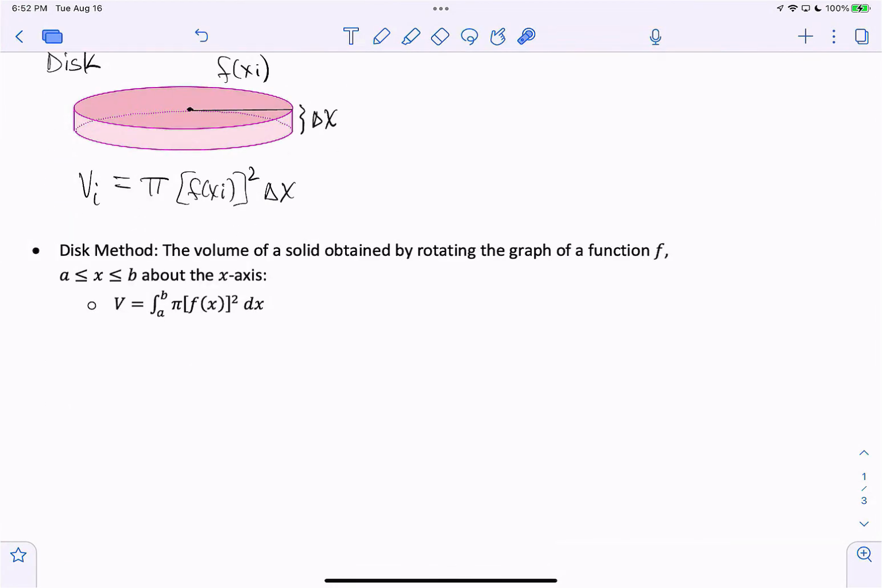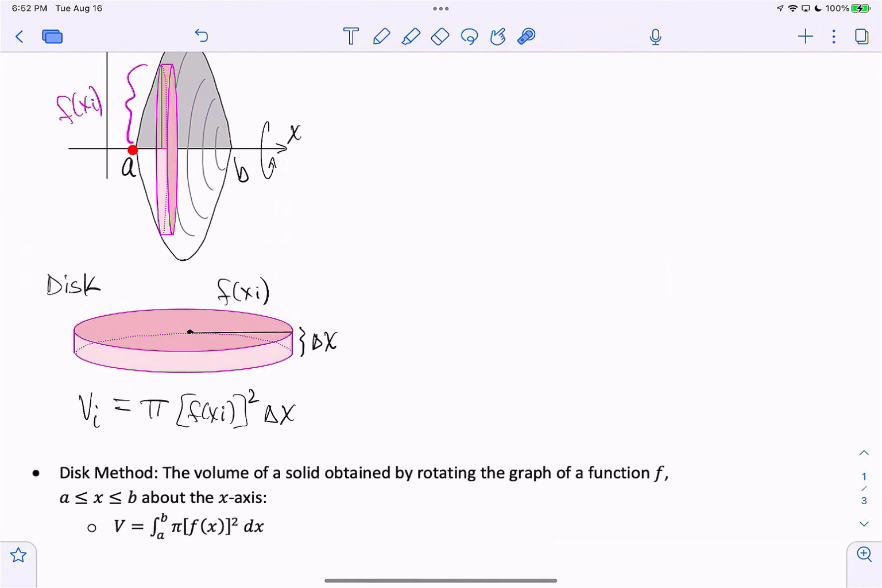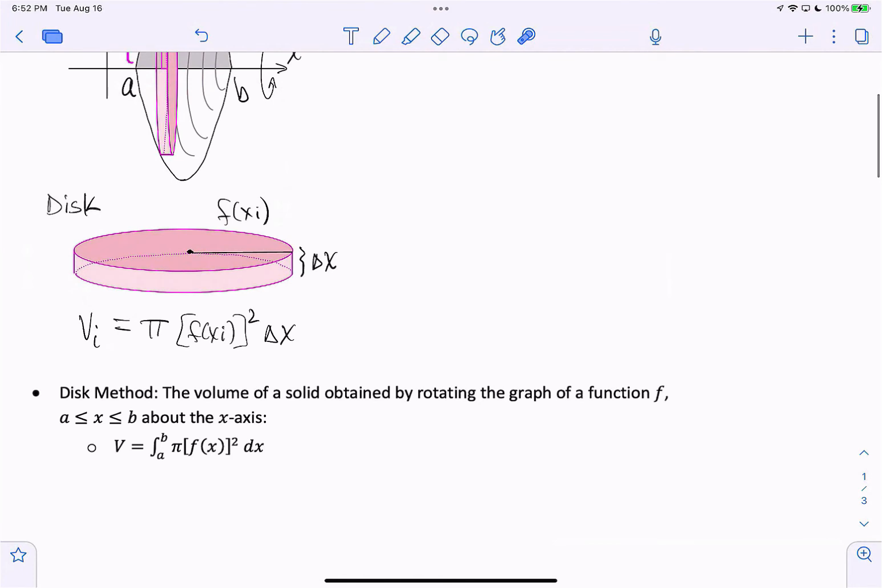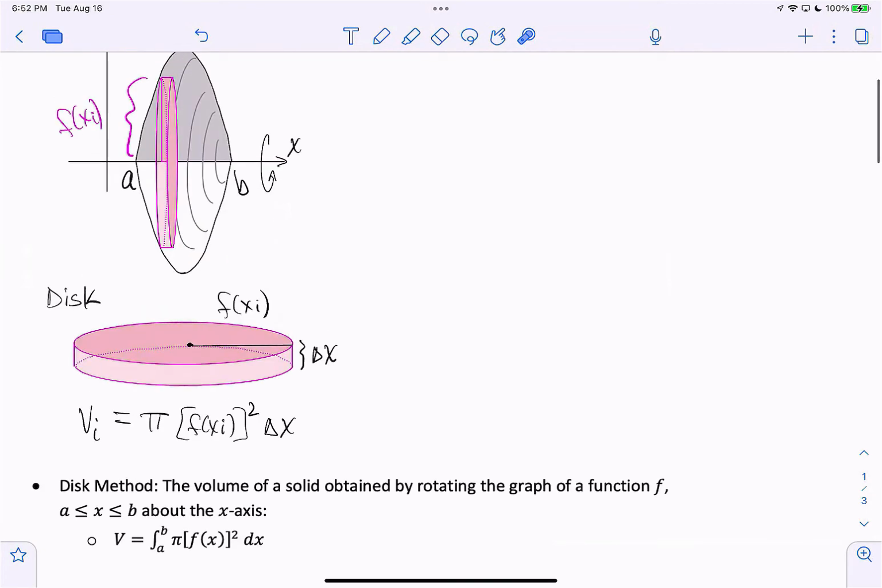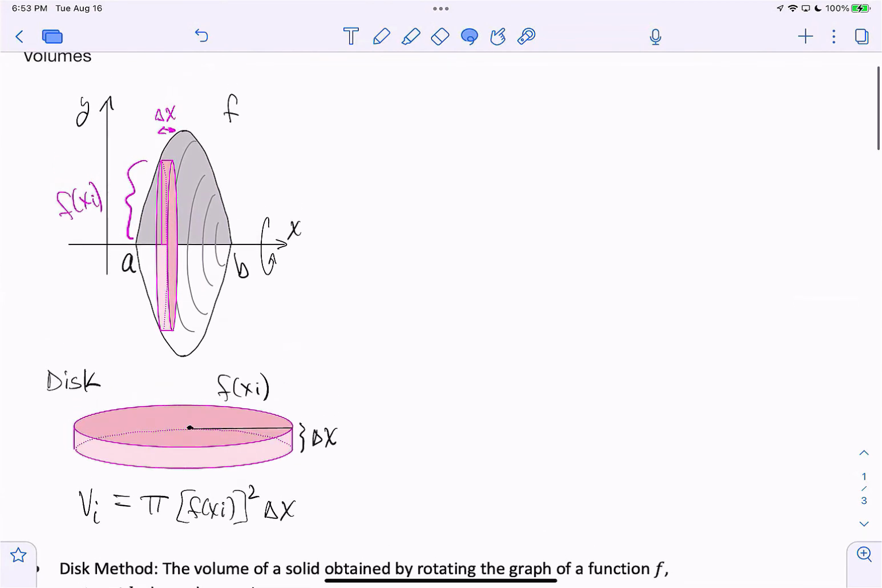This leads us to something that we can write down. This is called the disk method. The volume of a solid obtained by rotating the graph of a function f from A to B about the x-axis is V equals the integral from A to B of pi f of x squared dx. You see what's happening is we're taking n of these disks as we go from A to B and adding their volumes together and then letting n go to infinity, and that's what we call an integral.